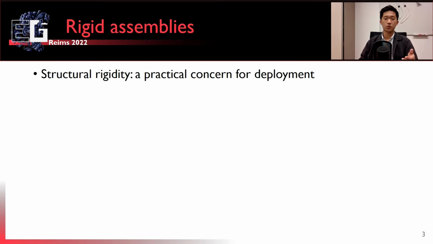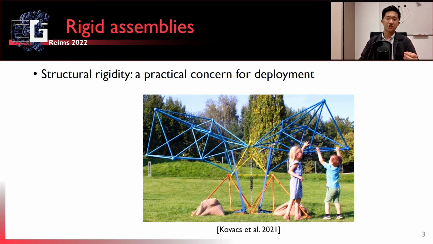That is the structural rigidity of the assembly structure, because that's a very important factor of how durable the structure is in real life. Let's imagine we are trying to design this kind of assembly structure and we want to deploy it in some children's playground in a park. And as the designer, I think it's very important to ask these two questions: how rigid the assembly structure is, and if there's a way to make it more structurally rigid.